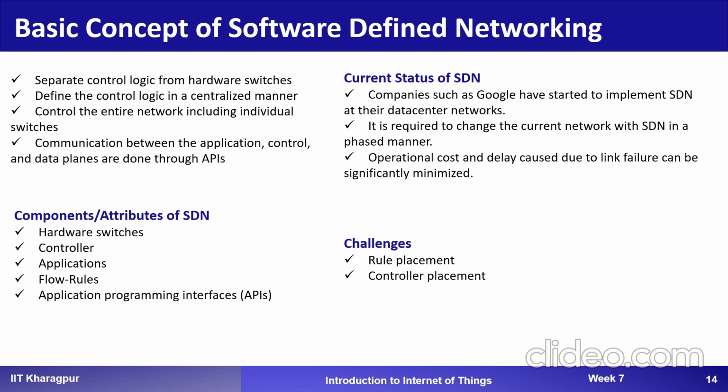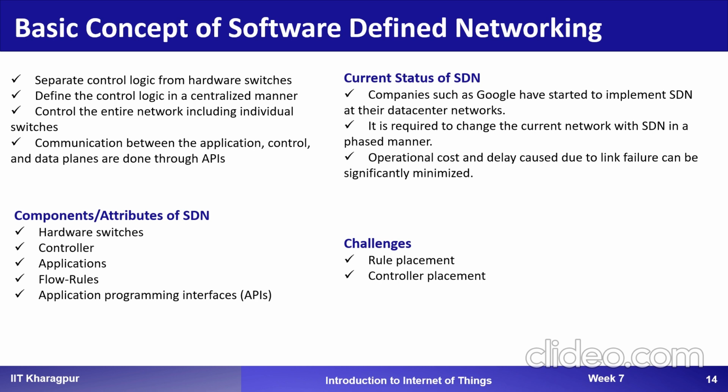Now the components of SDN. The first component is the hardware switches, which are responsible only for forwarding the data. The second is the controller, which controls the entire network. Then the application, with the help of which you can interact with the network. Then flow rules, which decide which path to follow. And after that, application programming interfaces, that is APIs. These are of two types, southbound and northbound, and they make communication possible between the application plane, control plane and data plane.